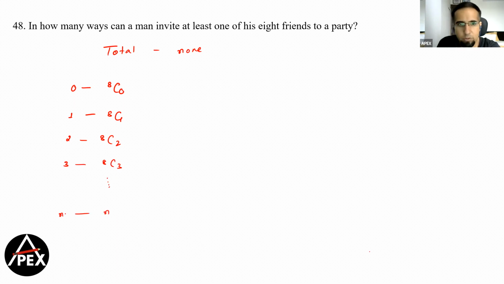N friends in my party will be NCN. So always remember, guys, NC0 plus NC1 plus NC2, and so on, up to NCN, the formula is always 2 to the power n. So in how many ways can I invite any number of friends to the party? Any number includes 0 also. So any number of friends to the party is always 2 to the power 8.